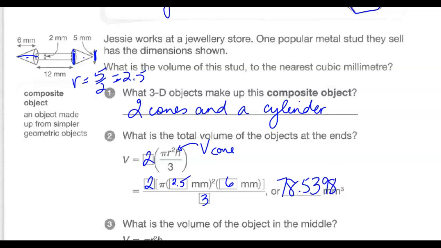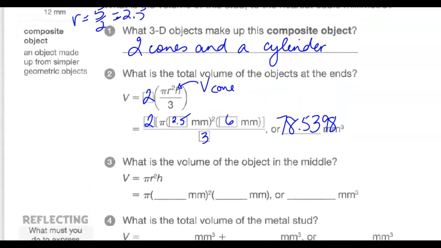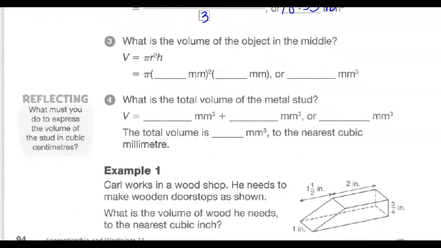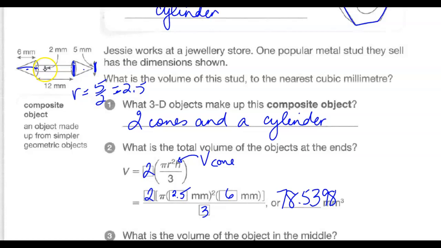78.5398. I'm not going to round it yet because I'm not done. Then the volume of the object in the middle, that's a cylinder, as we said, so that's pi r squared times the height. And so the radius of that cylinder. So now we have to look here. The diameter of the cylinder is 2.